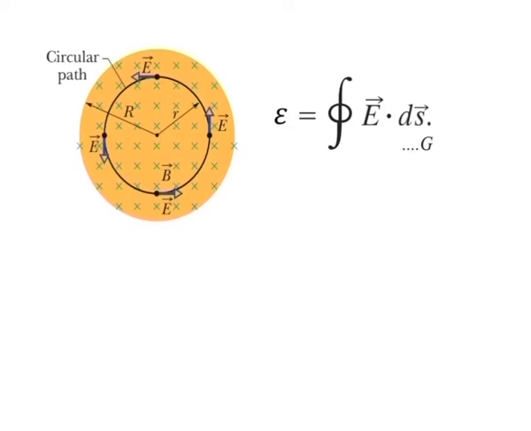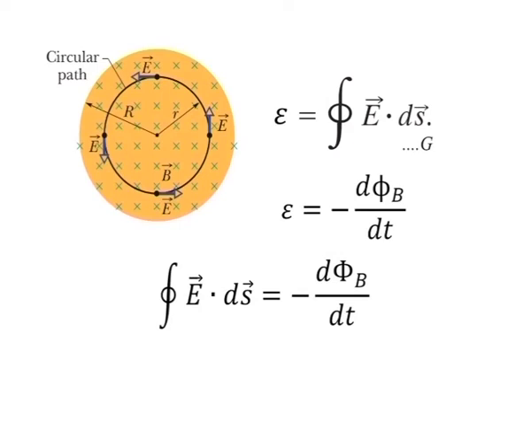If we combine equation G with Faraday's law, we can rewrite Faraday's law as ∮E·ds = −dΦB/dt. This equation simply says that a changing magnetic field induces an electric field. The changing magnetic field appears on the right side of this equation, the electric field on the left.